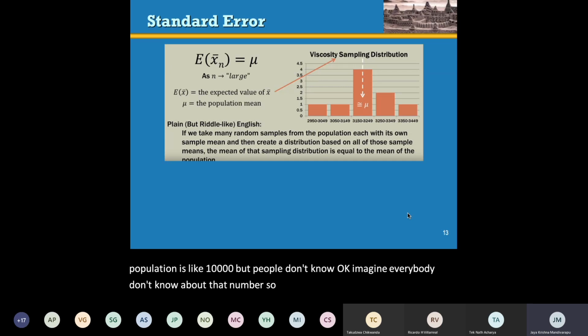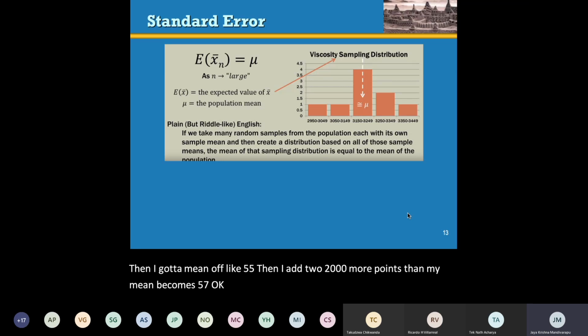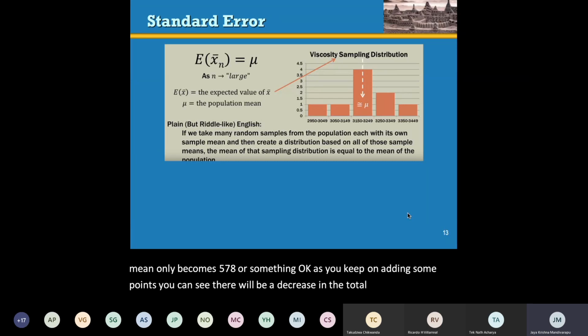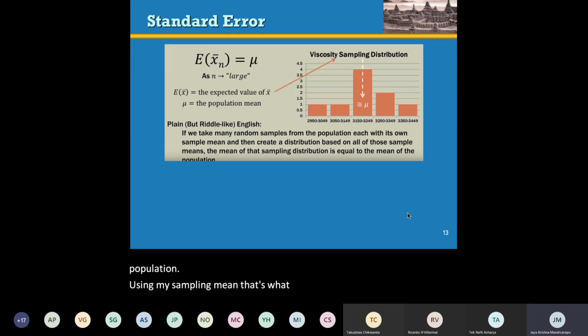In that scenario, imagine I take 4,000 points and I get a mean of 5.5. Then I add 2,000 more points, and my mean becomes 5.7. Then I add one more 1,000 points, and my mean only becomes 5.78 or something. As you keep adding points, you can see a decrease in the percentage of change. So you can say that now my percentage of change is pretty small, so I have reached almost the population mean using my sampling mean. That's what people usually do in real life scenarios.